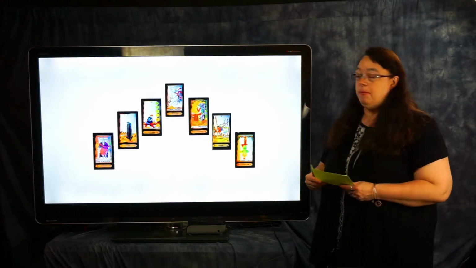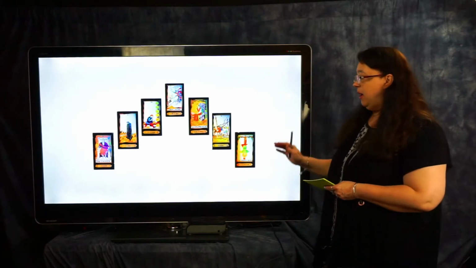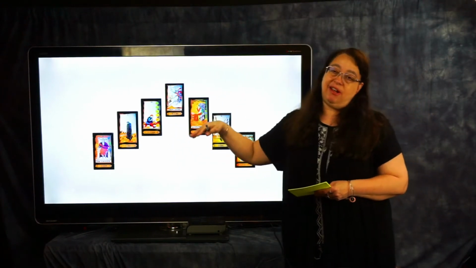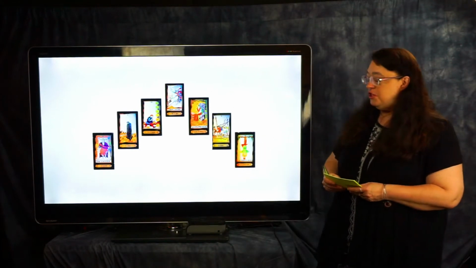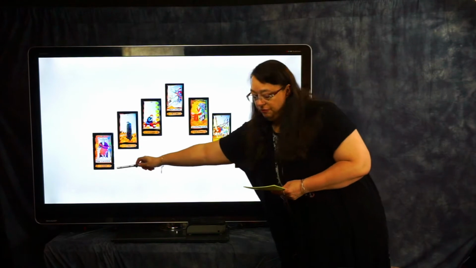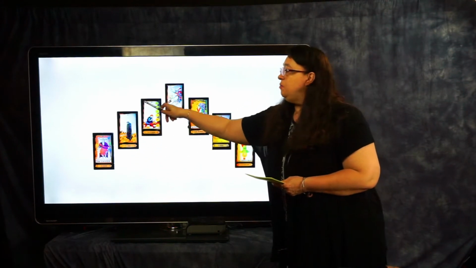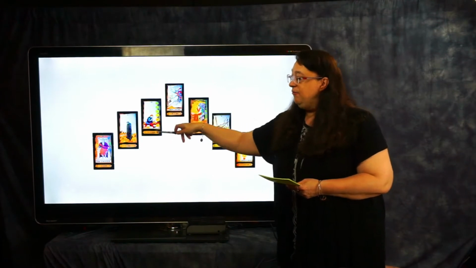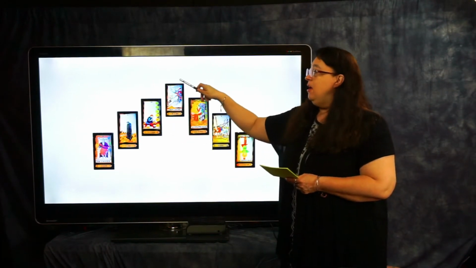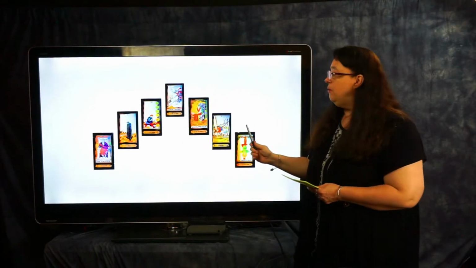Okay, another common spread is the horseshoe spread. It symbolizes a horseshoe, the way you can lay out the cards. And these follow a progression. You start off with your past, you go to your present. This would show your influences that are happening in the circumstances right now. These would be your obstacles. Your obstacles are right in the middle.